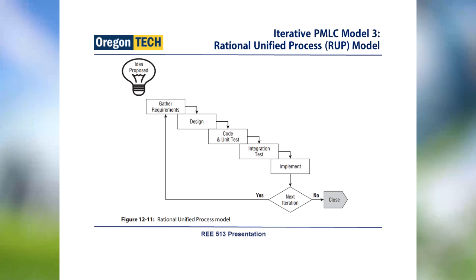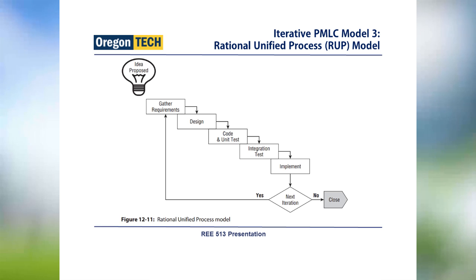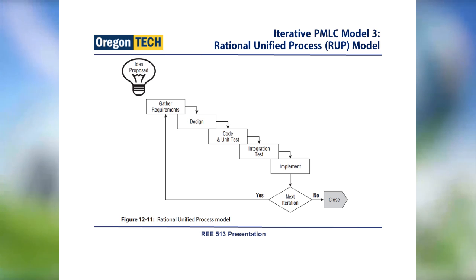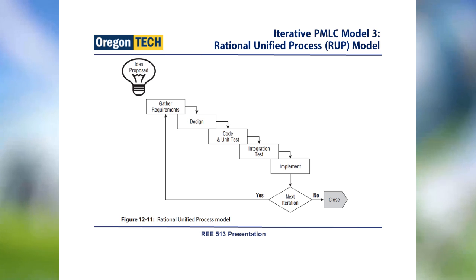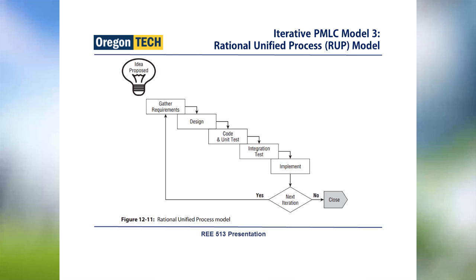The third type of iterative PMLC model is the Rational Unified Process model. In this model, we gather requirements in every iteration, design it, code and unit test it, integration test and implement, give it to the customer, get the feedback, and begin another iteration following feedback from the customer.